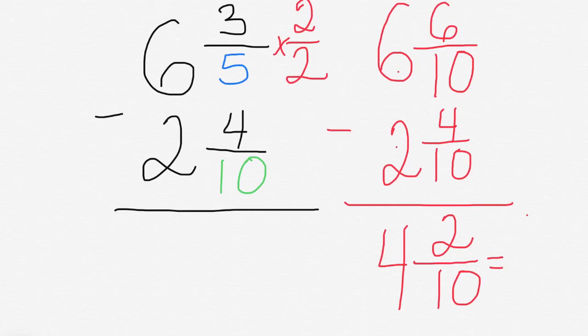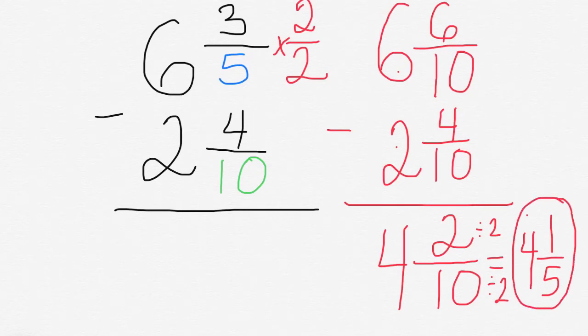Now, I would also simplify this because I know that I can divide both my numerator and denominator by 2, and I would get 1/5. So my answer would be 4 1/5.